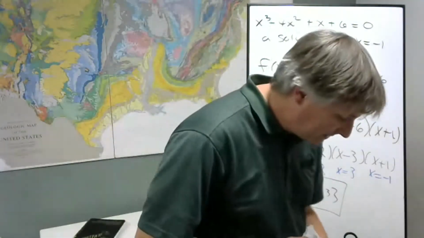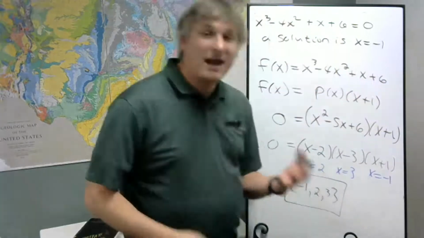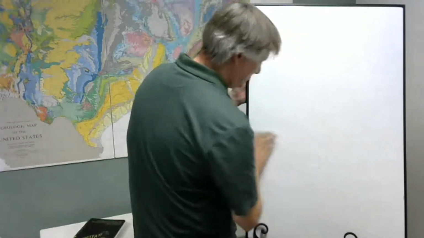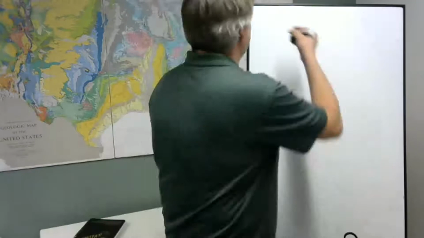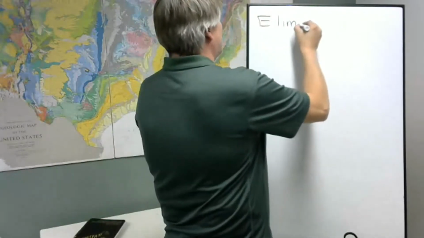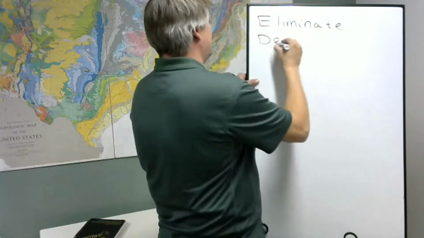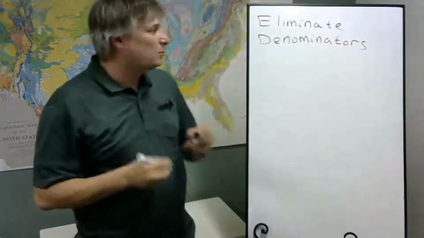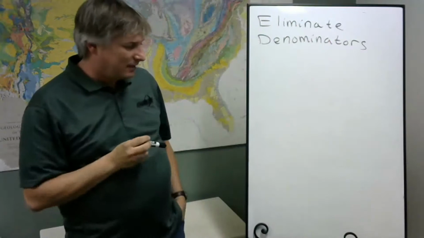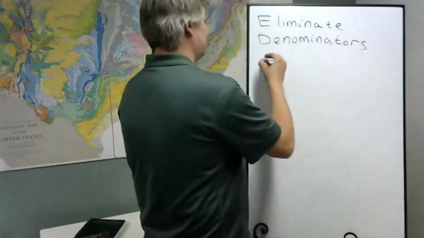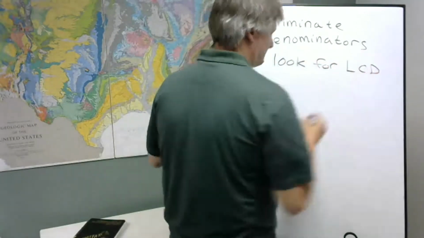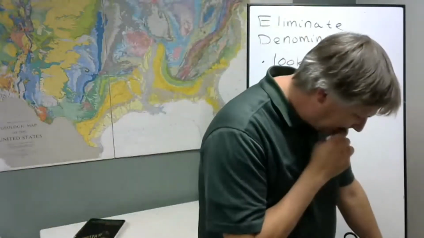All right. Well, let's go to section 6.6. So 6.6 is about rational equations. And the idea of 6.6 is this. We want to eliminate denominators. And so what we're going to be looking for is an LCD. So let's say we have something like this.